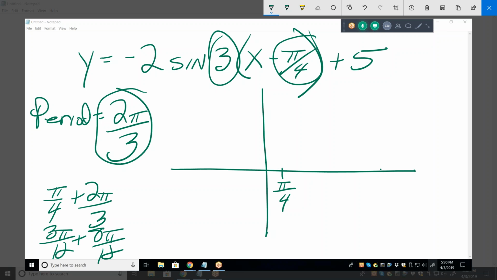So that needs to be 11 pi over 12 past pi over 4. No, it doesn't. Excuse me. That is 11 pi over 12 right there. In other words, I already did that. And this is the sine curve, so I'm not going to draw any dotted lines because there aren't any vertical asymptotes. But basically what I'm going to do is quarter that up.